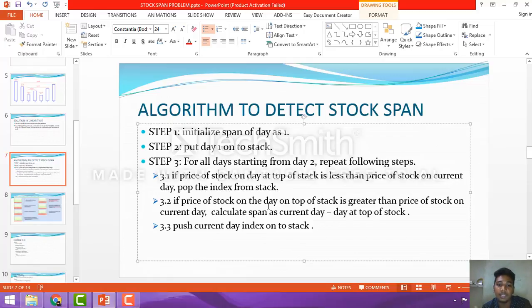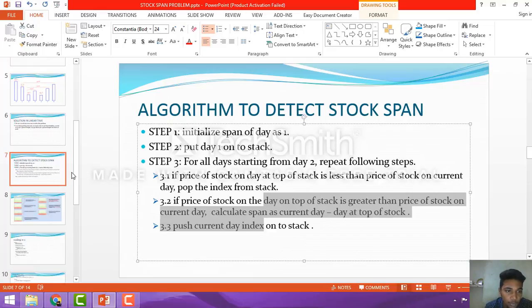If price of stock on the day on top of stack is greater than price of stock on current day, calculate span as current day minus day at top of stack. So the last point, push current day index onto stack. So let's get into the example.